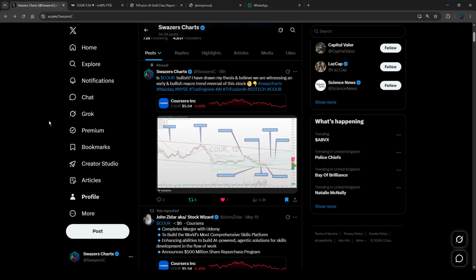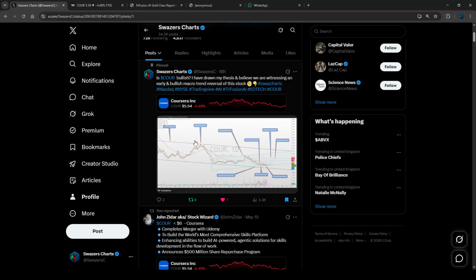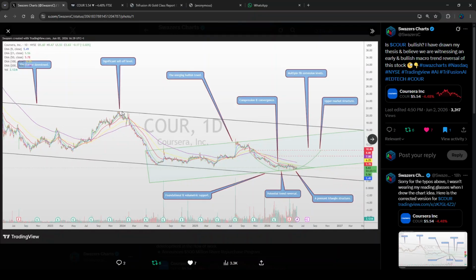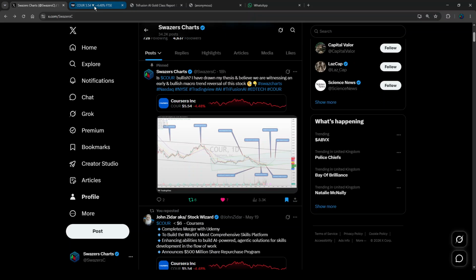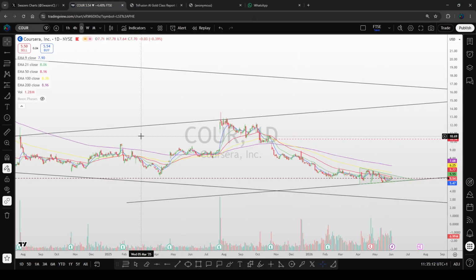And we're talking about a stock from... what exchange is it on? Yeah, New York Stock Exchange. So this came to our attention yesterday, literally yesterday. It's getting some decent impressions, the chart idea. Coursera Incorporated on the New York Stock Exchange. It closed yesterday at $5.54, closed down a little bit.